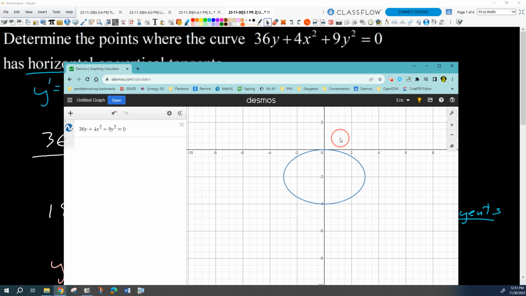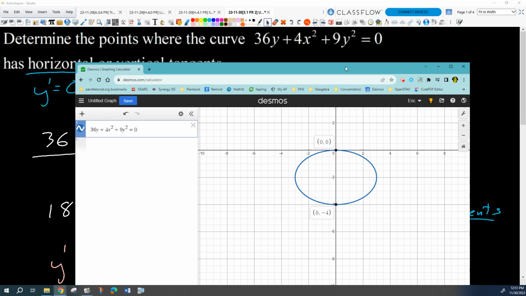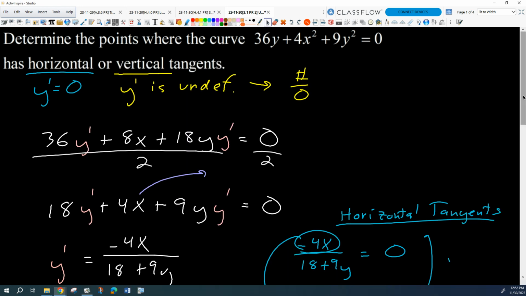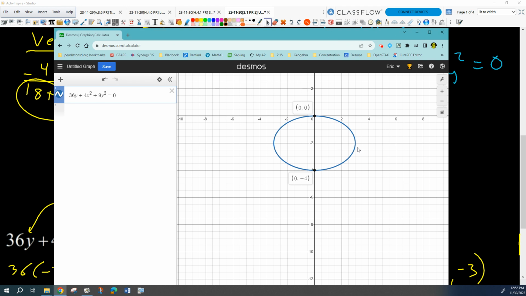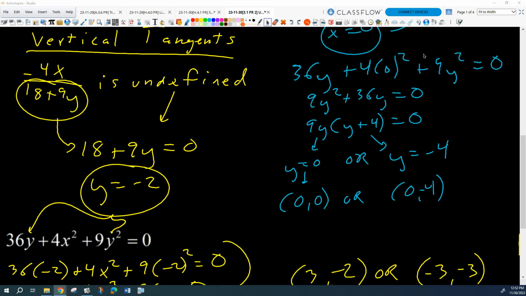How about that? So where do we get horizontal tangents? Well, we can see we're going to get horizontal tangents there and there, right? Now, what do we get for our answers? We got horizontal tangents at 0, 0, and 0, negative 4. What do you know? Okay, so it worked out. Where do we get vertical tangents? There: 3, negative 2, and negative 3, negative 2. We found them. Okay, cool. So we can do that. Any questions on that one?